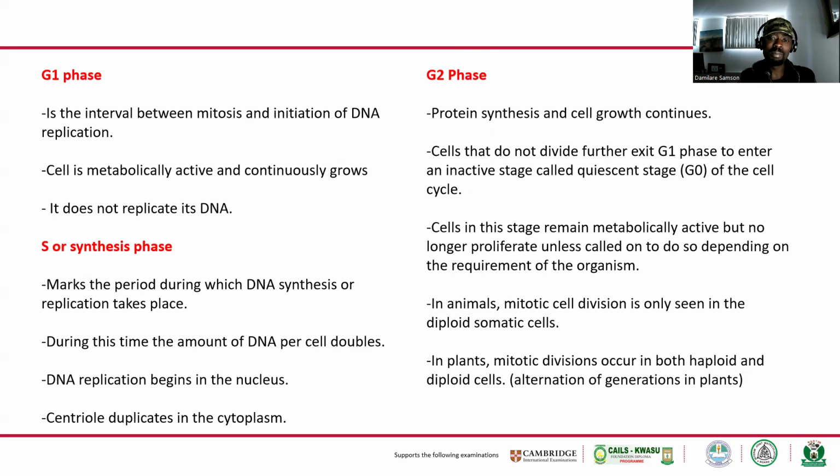Now in plants, mitotic division occurs in both haploid and diploid cells. This is one of the differences between animal cell and plant cell, so we should take note of that. Are you getting me? So in animals, mitosis occurs only in diploid somatic cells, that is, cells that have their full number of chromosomes.